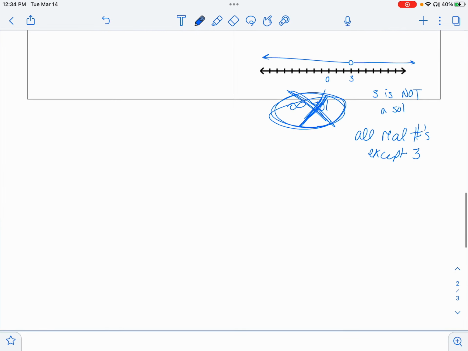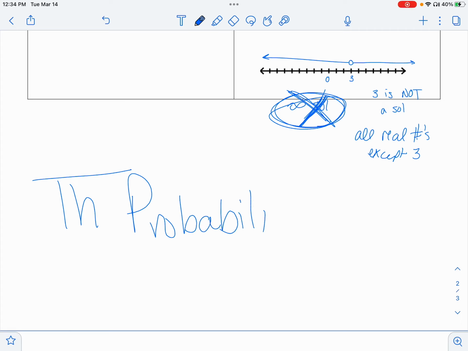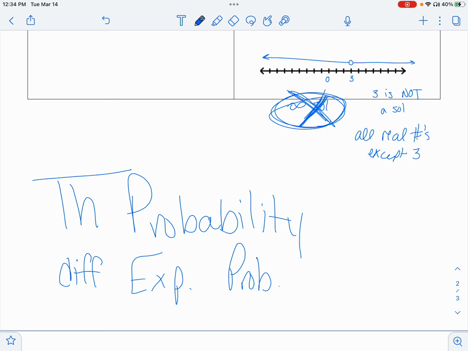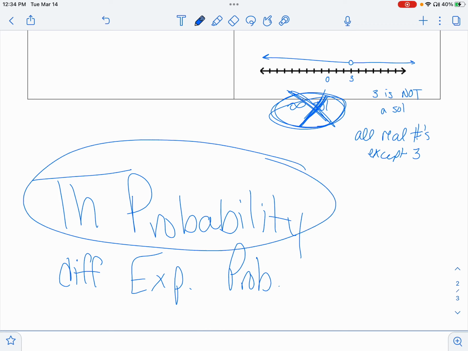So what did you learn today? Hopefully you learned that theoretical probability is different than experimental probability. Because theoretical probability just takes it for what it is. You know, it has one head out of two. Whereas the experimental probability is based off of an experiment that you have done.